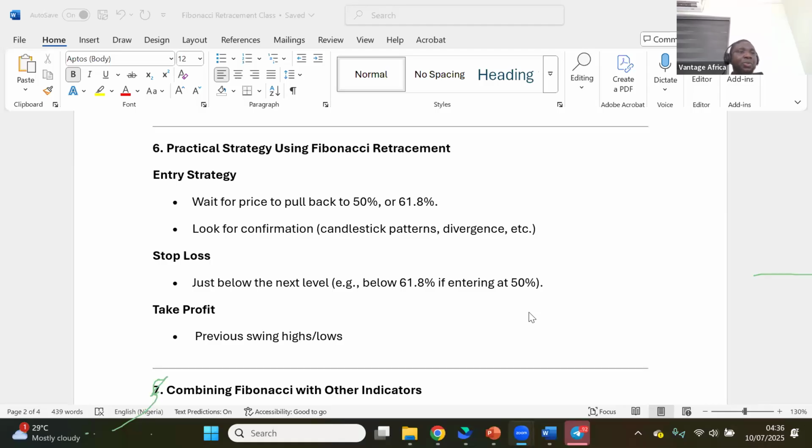Then for take profit, you can take profit at the next swing high. So once price is activated, you can take profit at the next swing high. You can use the same high you used for that particular Fibonacci retracement.